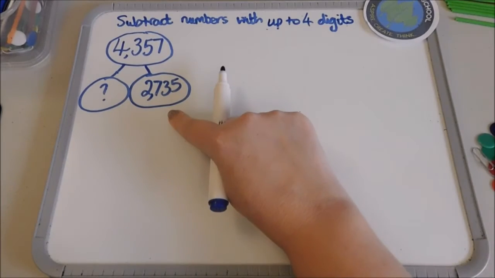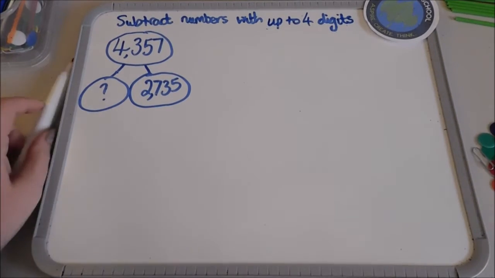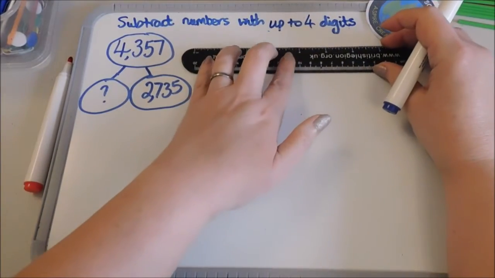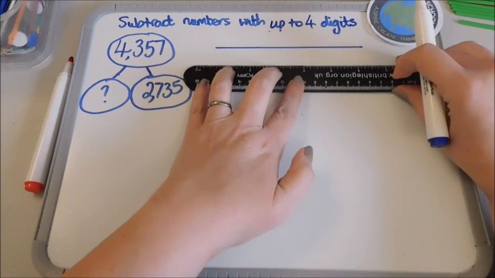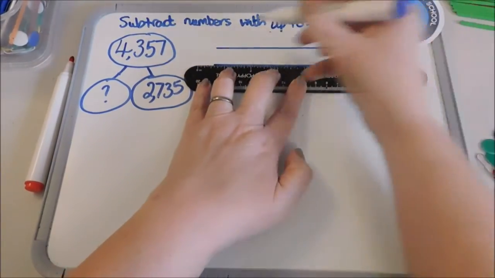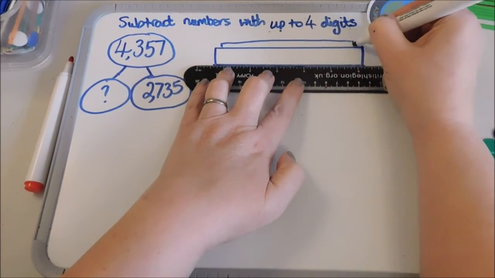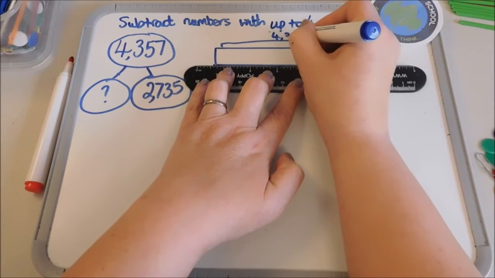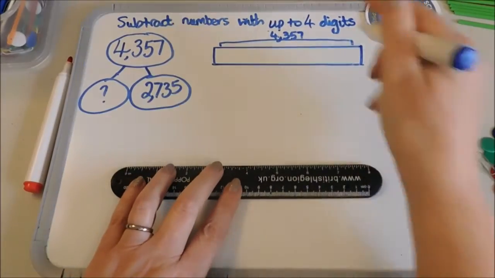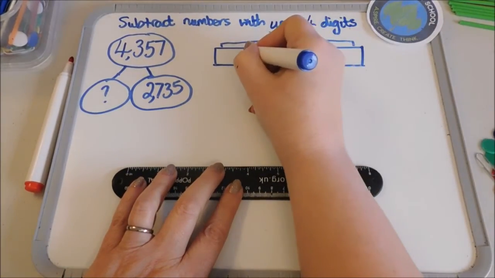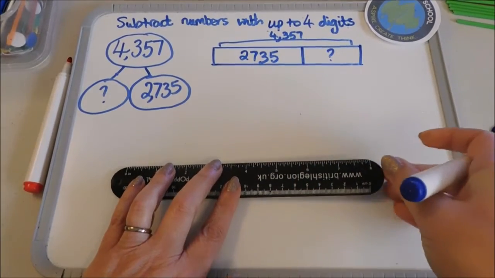So children will see this represented as a part whole model, but they might equally see it drawn as bar models, in which case I would have the whole bar is the same as that 4,357, but I know that part of that bar is 2,735. We don't know what that part is yet.